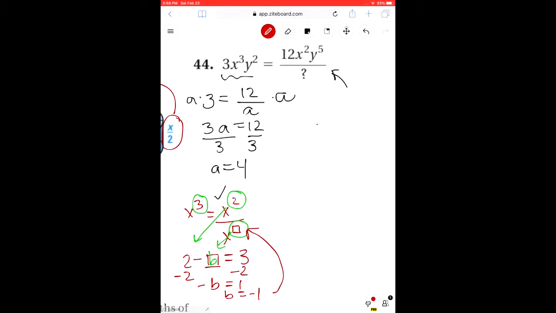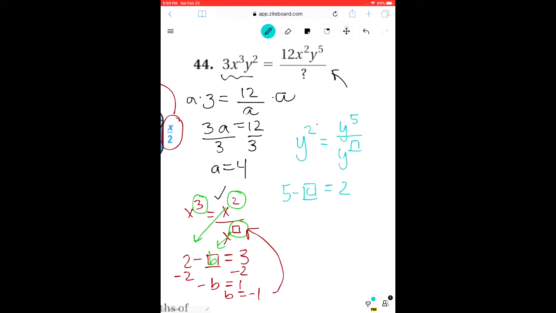So hopefully you've paused it. We're going to continue on and show how we can figure out y. So we've got y to the second power equals y to the fifth over what? So we're going to say y to what power? So just like I did before, 5 minus what? Oops, this is kind of getting a little bit sneaky. There we go. 5 minus what equals 2? So we'll call this c.